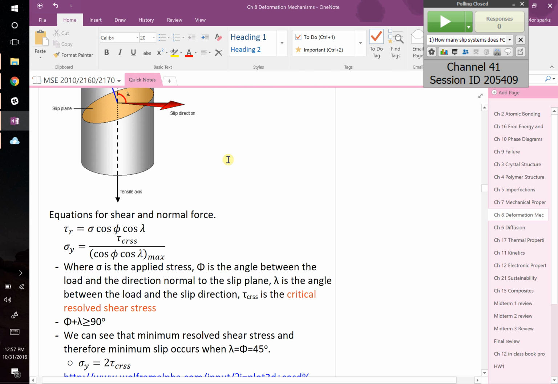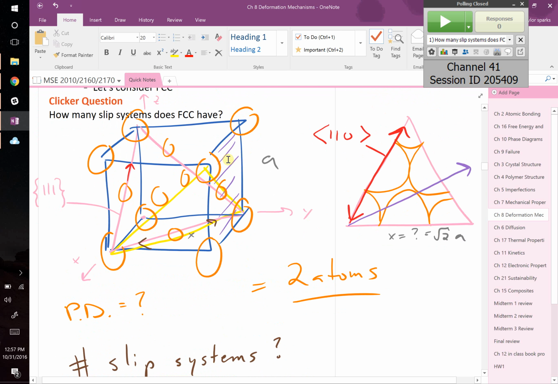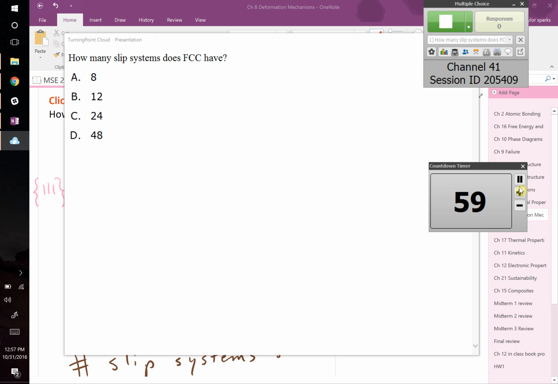But last time, I said we'd pick up with calculating the number of slip systems in the FCC crystal. So I'm going to give you, let's see how much time it's set for, we'll give you actually like a few minutes here. But I'd like you to calculate for an FCC crystal, how many slip systems does it have?